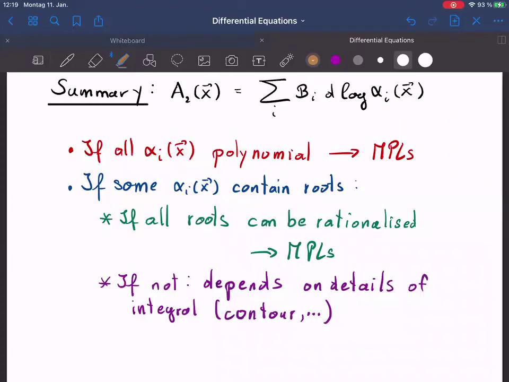Instead, if you have letters that contain square roots, then it's harder. In some cases, you can rationalize all the roots, and there's this Mathematica package, RationalizeRoots, that you can use for that. Then everything is back to polynomials and rational functions, and you're back to the previous case. But if you cannot, it depends. Just having D-log forms does not mean you get polylogs. Okay?